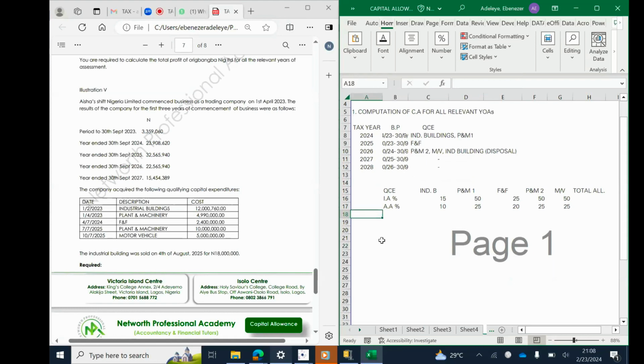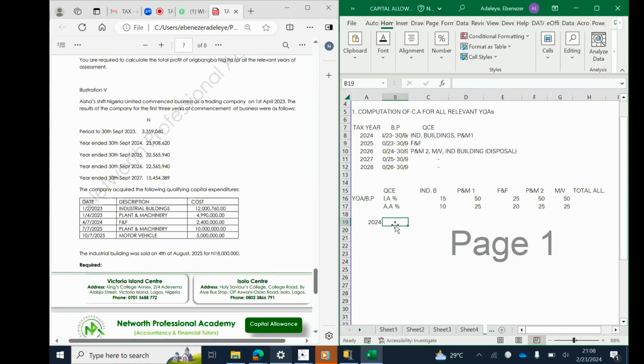So the first year is when? 2024, right? Tax year is 2024. Let me just put it here. Tax year, or YOA slash BP: year of assessment slash basis period. So the first year of assessment is 2024. And what is the basis period? Since I already have the allocation schedule, I don't need to rewrite the basis period, but I can equally do that. There's no point rewriting it actually. It's just a waste of time.